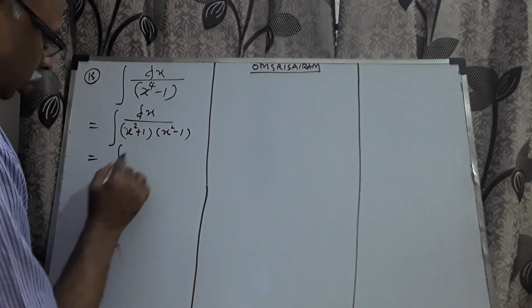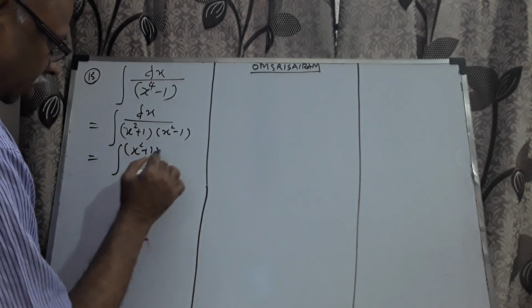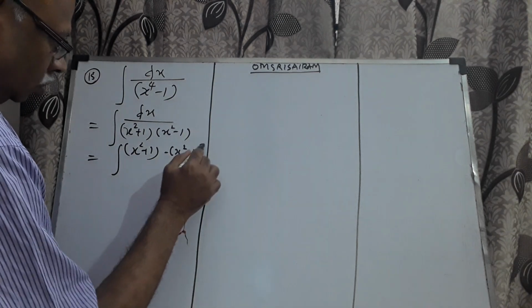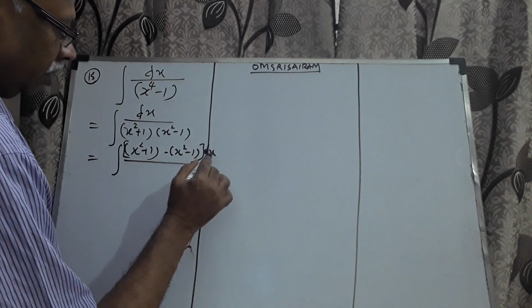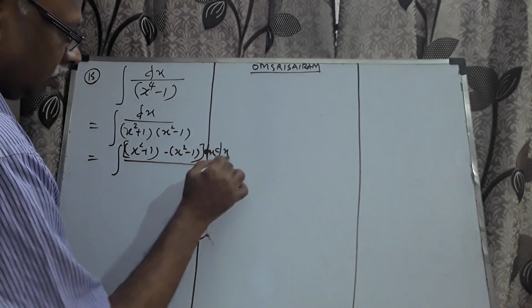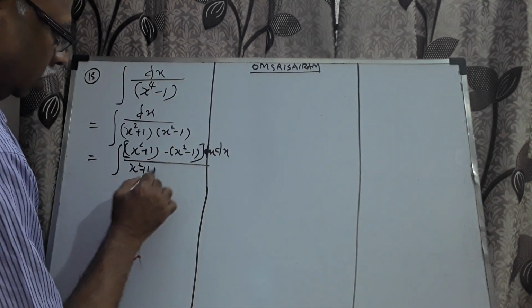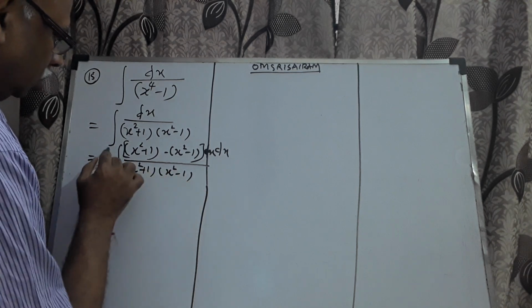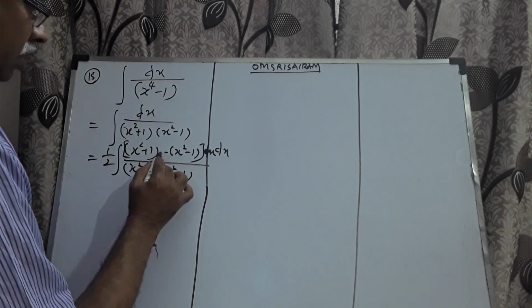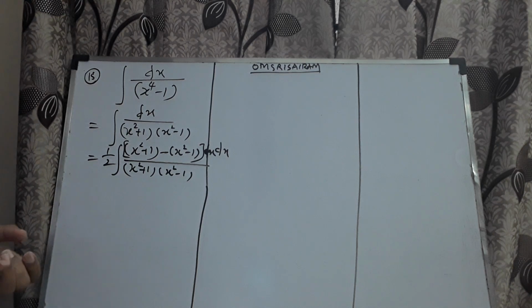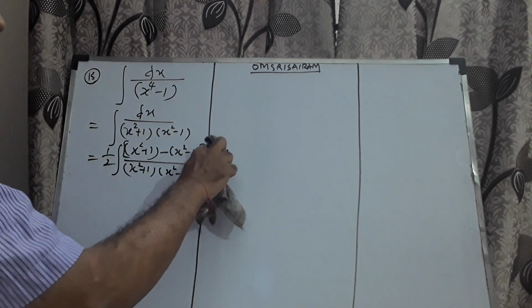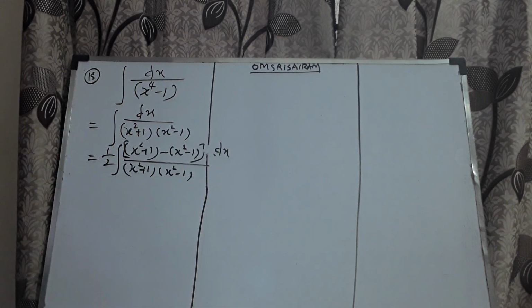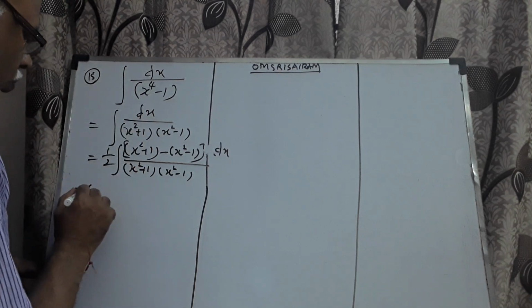Here what I will do is, I'll write the numerator as x square plus 1 minus x square minus 1, dx divided by, the dx is anyway here, remember carefully, x square plus 1 into x square minus 1. Here x square gets cancelled. 1 minus minus 1, minus of minus 1 is plus 1, it becomes 2. Now to compensate, divide by 2. Therefore, now make it as two integrals.